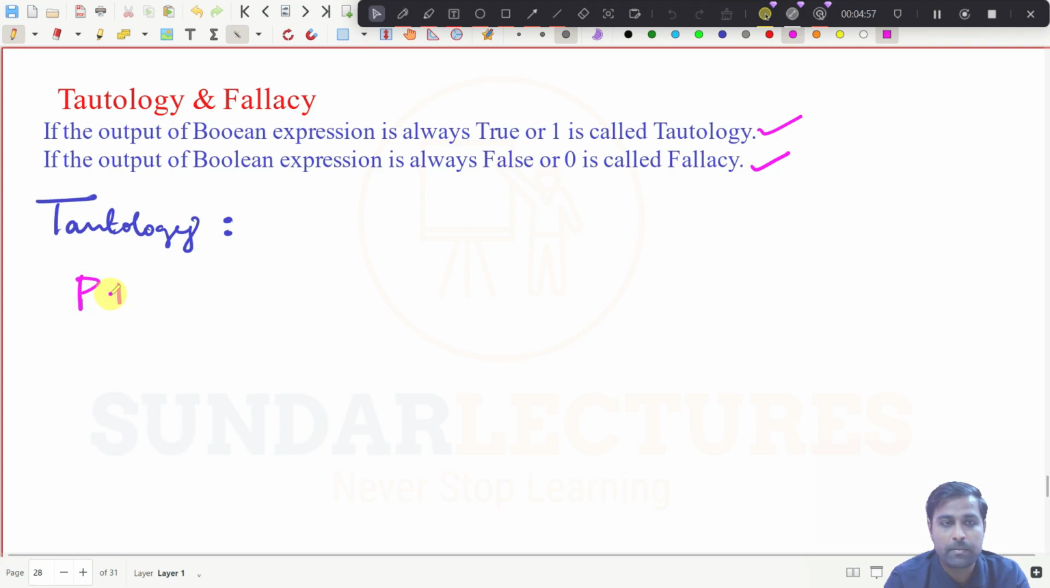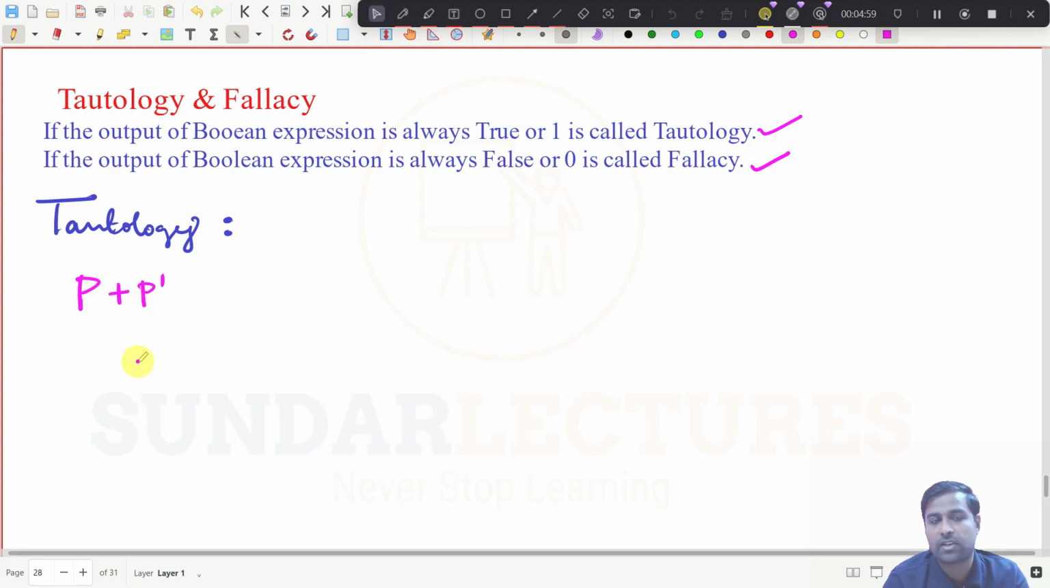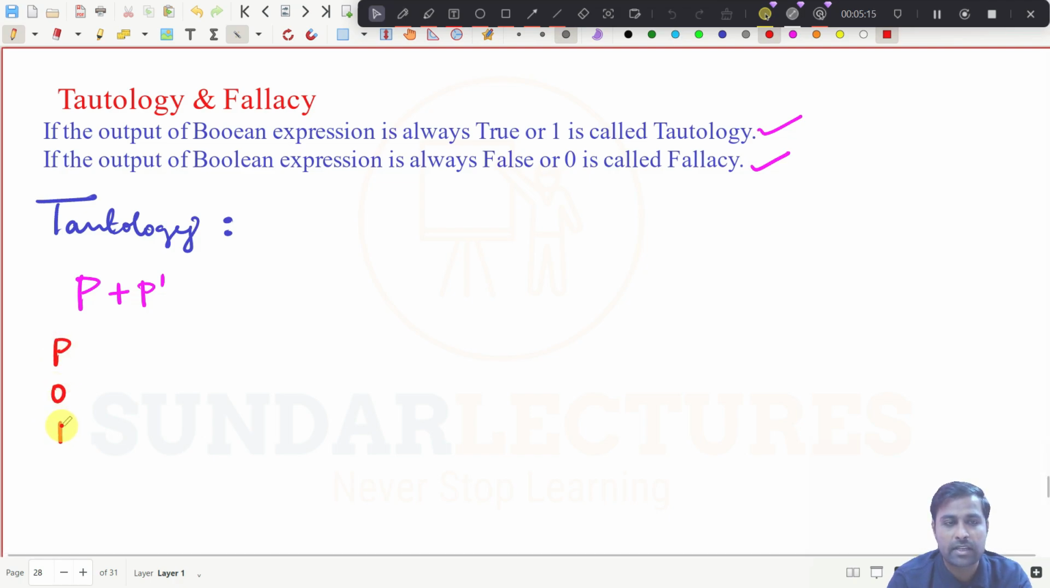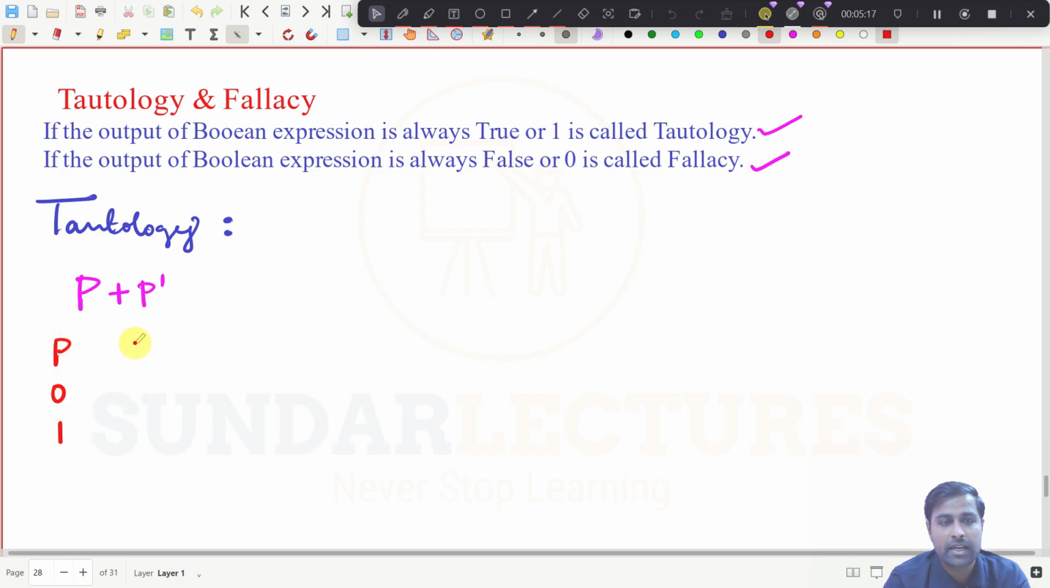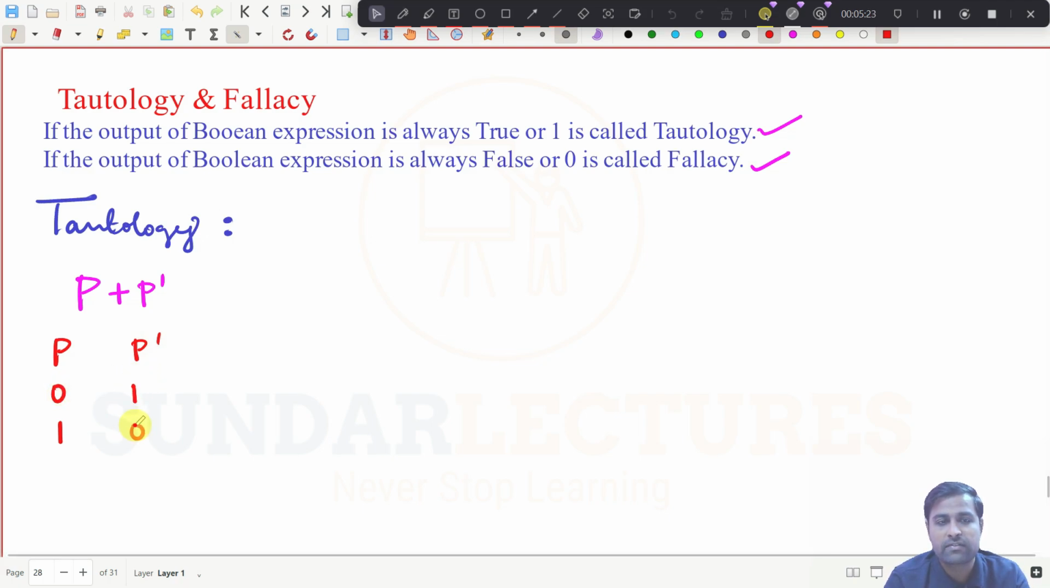It is P plus P bar. That's all. This is the tautology expression. See, how many variables are there? There is only one variable. P dash is not a different variable, it is the same variable. So for p, it will be 0 and then 1, and for p bar, the complement will come, right? So this will be 1 and this will be 0.